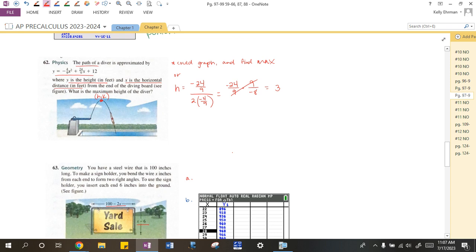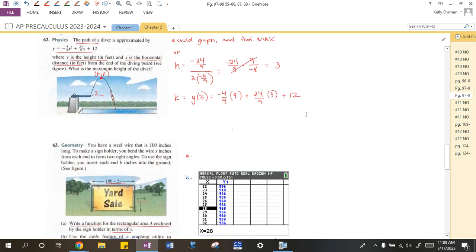The question is not how far. So now I know this is 3 feet out. What's the height? The height is k, which is y of 3. Let's see. Squaring 3, you get 9. It's good to practice this without a calculator. Again, you could probably use one, but this would be fair game for no calculator because the numbers are so nice. 9's cancel. 3 over 9 is 1/3. 24 over 3 is 8, plus 12. Yeah, so k is 4 plus 12, 16 feet. That's our max height.